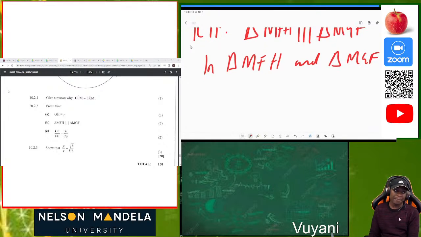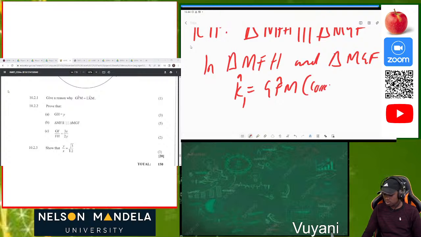So what do we see? We can see that angle K1 is equal to GFM. Why? They are corresponding angles, provided that GF or FG is parallel to LK. Okay. So we can actually see that.